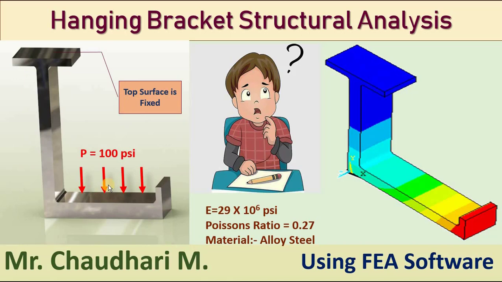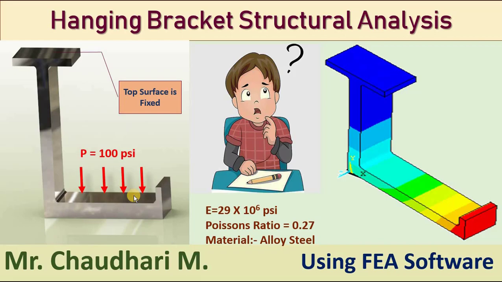Then this material is alloy steel. The value of this alloy steel is 200 gigapascal, so I have to convert it here to 29 into 10 raised to 6 psi. Then Poisson's ratio is 0.27. So calculate the maximum deflection and the stress value.